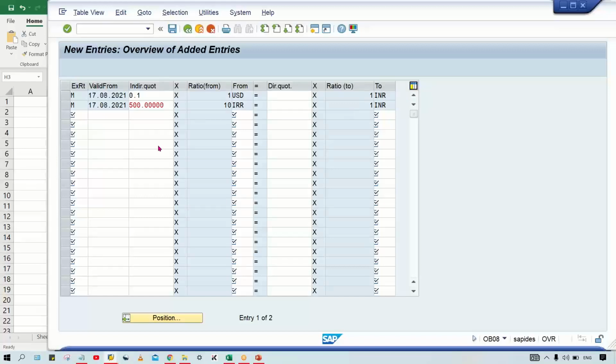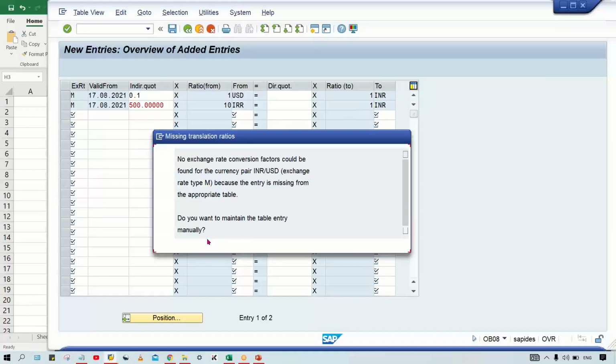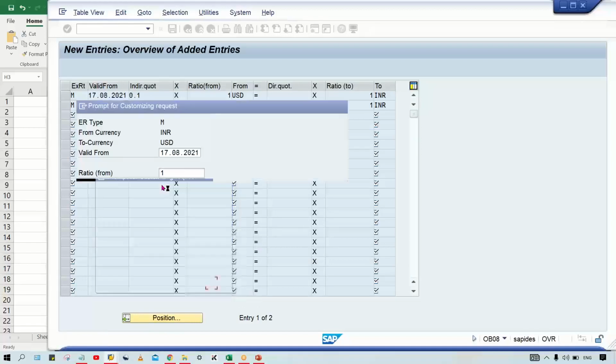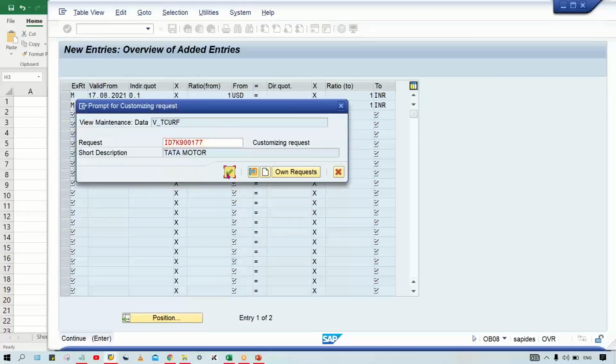In this way also we can specify the rate. Let's try to understand. No exchange rate conversion factor should be... I think INR USD has been deleted by people. That is why it is asking. So here also I am going to maintain. Save it.